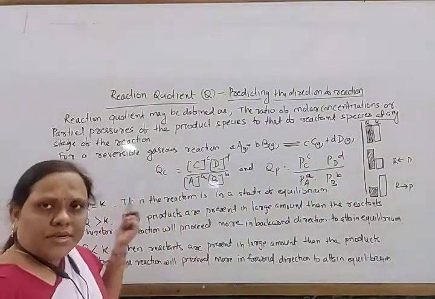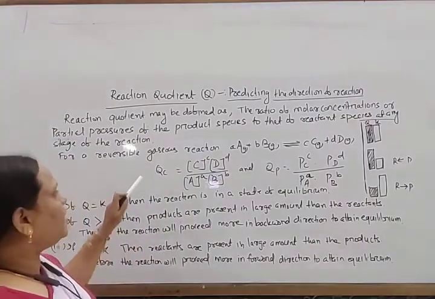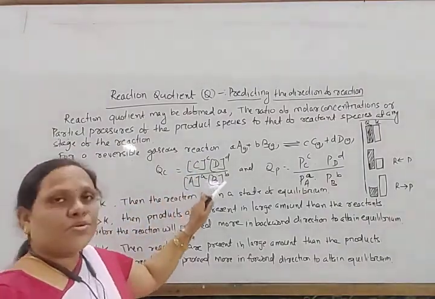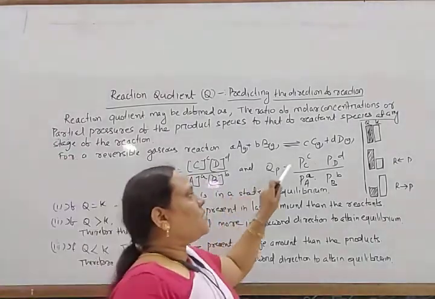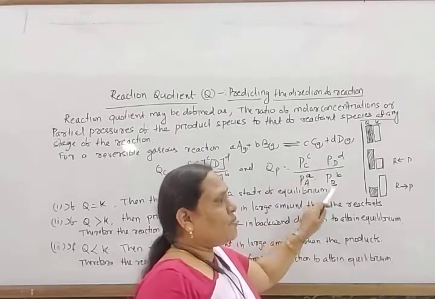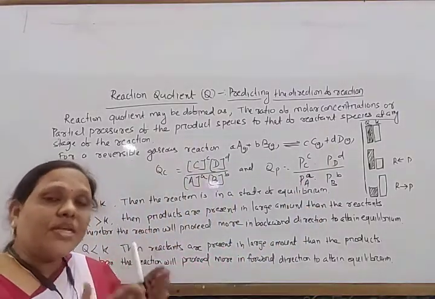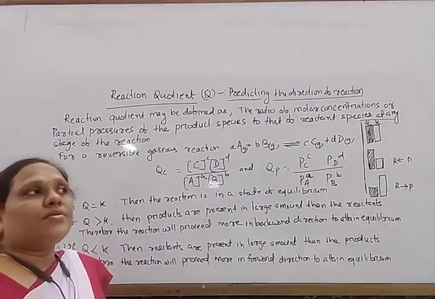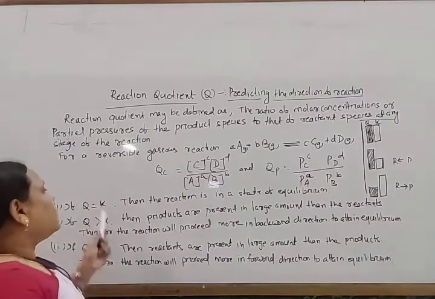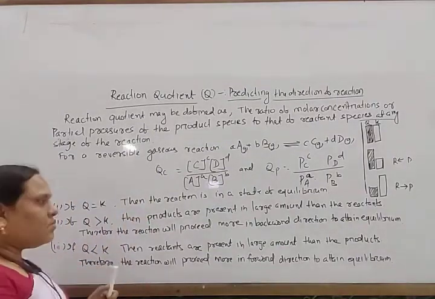the mathematical expression is the same for the equilibrium constant as well as the reaction quotient. So Qc is [C] to the power c, [D] to the power d, over [A] to the power a into [B] to the power b, and Qp is PC to the power c, PD to the power d, over PA to the power a and PB to the power b. But the difference is that the equilibrium constant applies only at equilibrium condition, where all the terms are constant, whereas Q applies at any stage of the reaction, initial, final, or any stage.